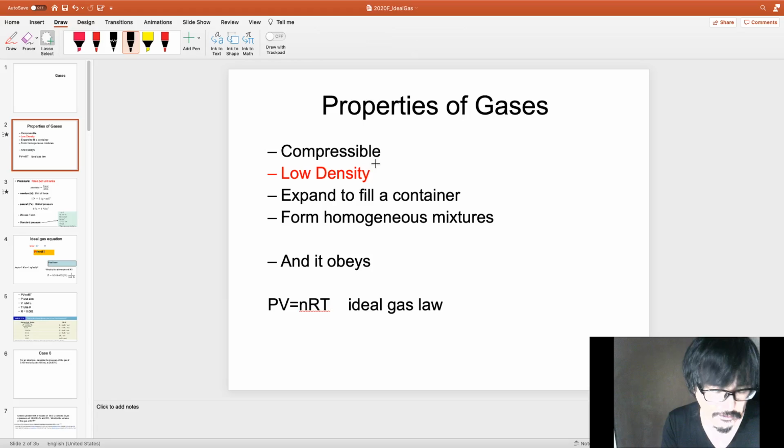That's different from solids and liquids. It's very difficult to change the size of a solid or the size of a liquid. Those are difficult to change. But gas, it's easy. Gas also has low density, fills containers very easily, and it is homogeneous.